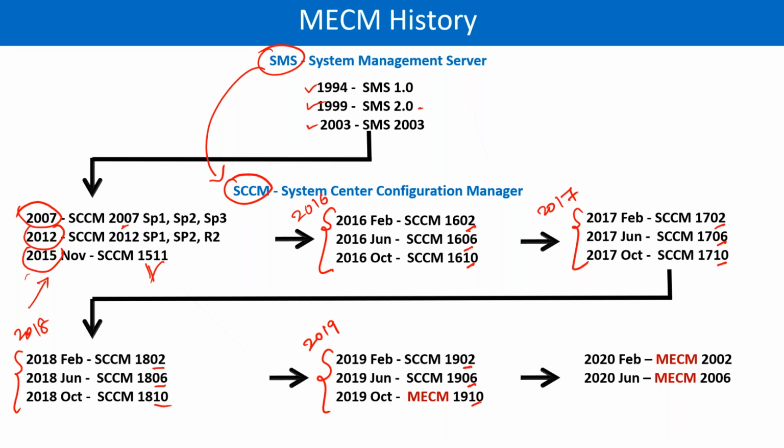We have 1910 right now, which is what we have implemented in the office. From 2019 October, they changed the name from SCCM to MECM, Microsoft Endpoint Configuration Manager. So the new name of SCCM is now MECM. Previously, it used to be called SCCM.